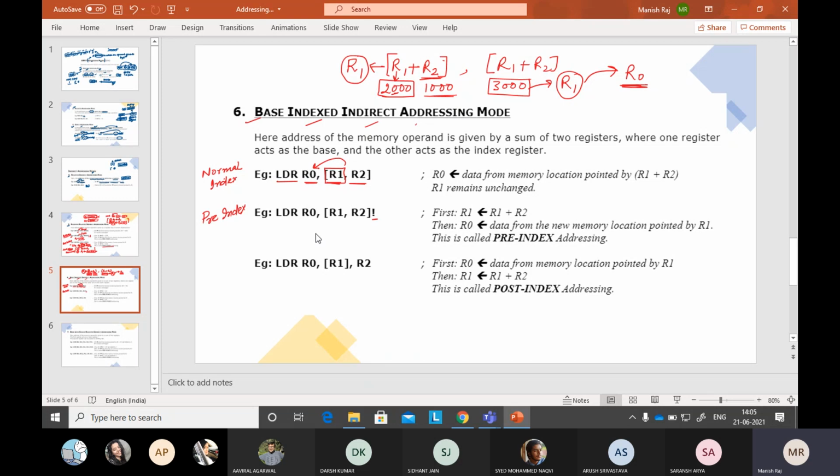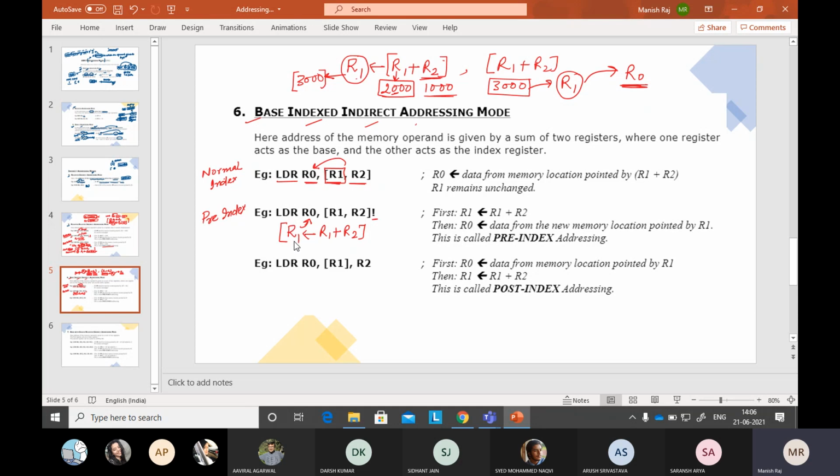So what is the thing? First the R1 will get the value of R1 plus R2. If this is the thing, first R1 will get the value of 3000. So the value of R1 will change in the second mode, and after that R1 provides the value to the R0.